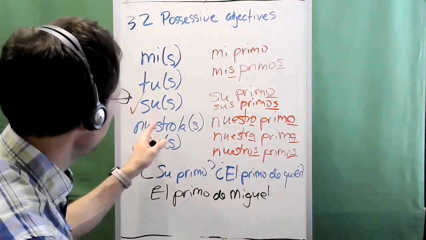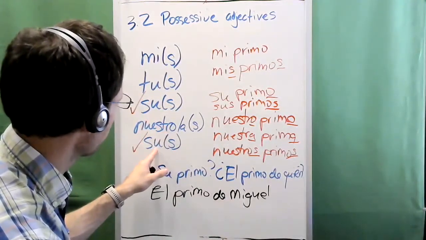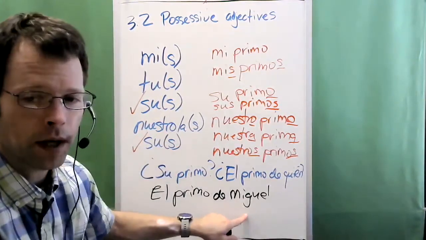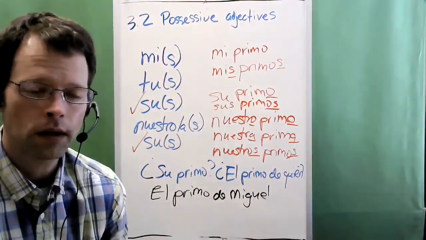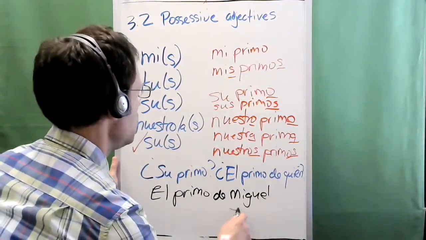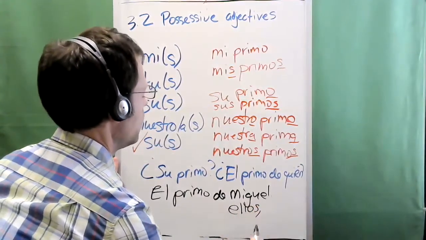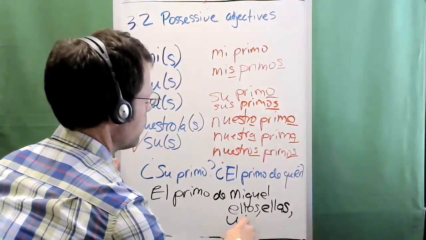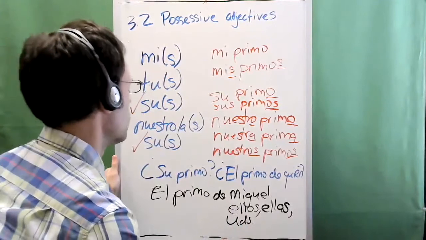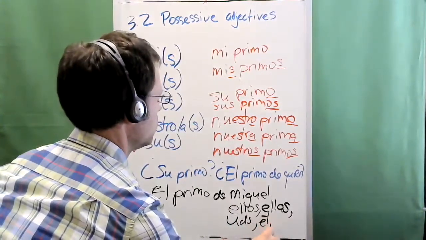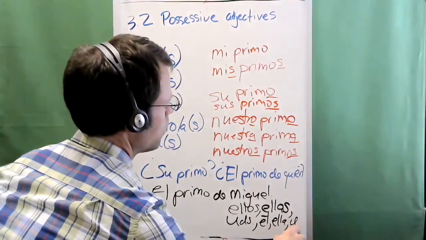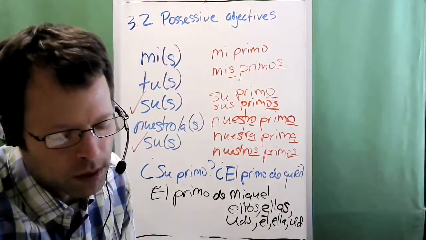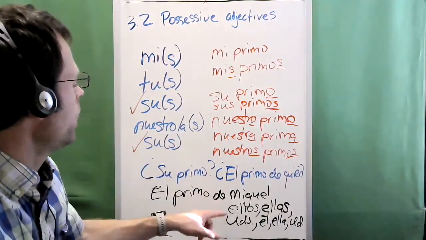Again, because of the ambiguity or just the differences in what these two can mean, there could be many possible responses that would also correspond. It could be, oh, el primo de ellos. Oh, el primo de ellas. El primo de ustedes. El primo de él, ella, or usted. And that covers all of the possibilities for su and sus.